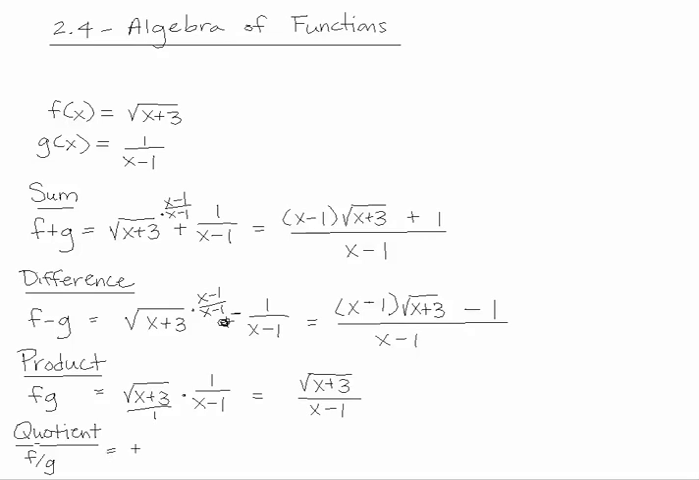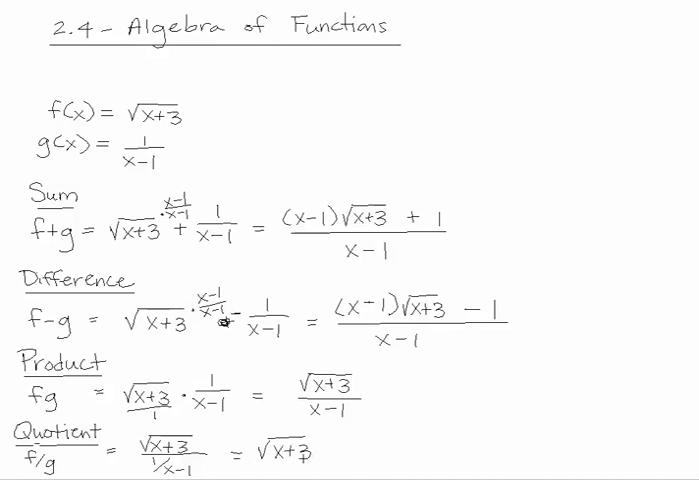And then finally, if we're finding the quotient function, if we're dividing, we've got f, the square root of x plus 3 on top, and we're dividing this by 1 over x minus 1. Now, if you are dividing by a fraction, the rule is to take the reciprocal of the denominator and change it to multiplication. And I'll show you what I mean by that.